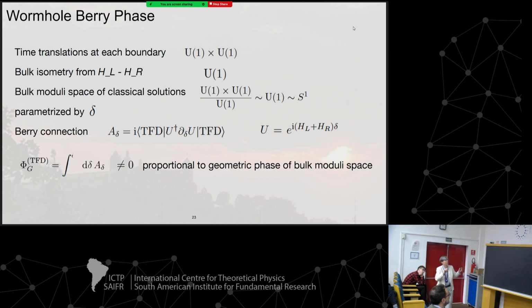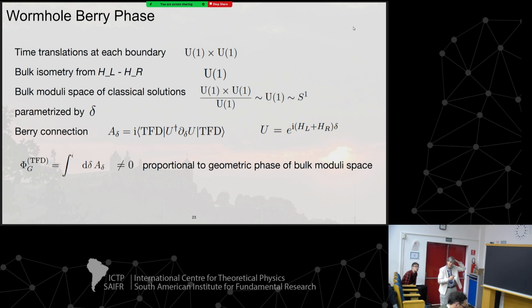Okay, so to put this into more mathematical terms, we have time translations on each boundary. So this is a U(1) symmetry on each side. And then there's a bulk isometry for this difference, which is another U(1). So the bulk moduli space of the classical solutions is the boundary symmetries modded by the bulk symmetry, but that's again just a U(1), which is a circle. And so now the Berry connection will actually be the winding number if you go around the circle. And so this is a non-trivial winding number.